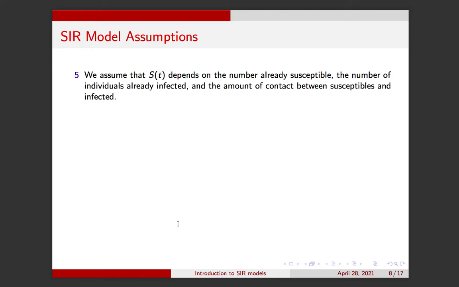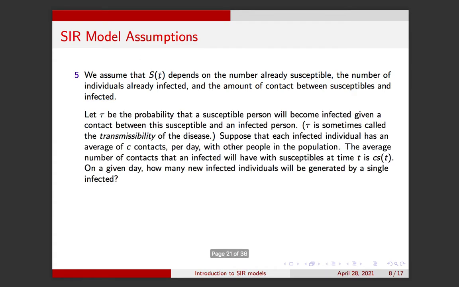We also assume that the number of susceptibles depends on the number of people already susceptible. In other words, capital S depends on itself, the number of individuals that are infected, and the amount of contact between them. What would cause this population to decrease? Interaction between people who can get sick and people who are sick. The more interaction you have between those two groups, the more susceptibles will leave the susceptible group.